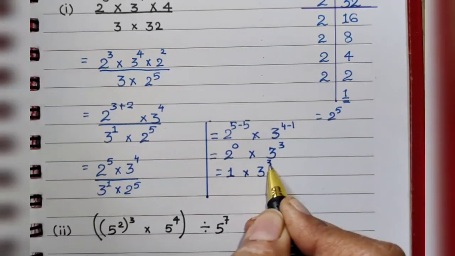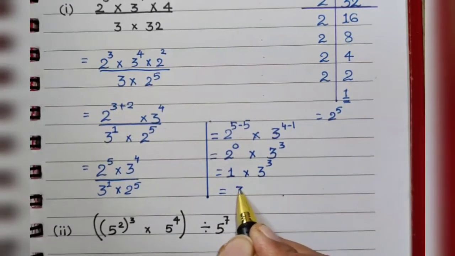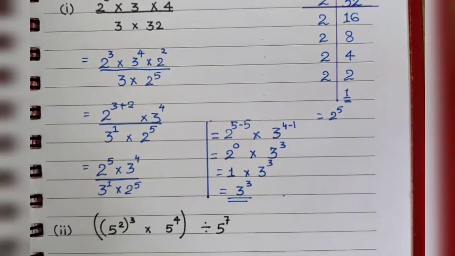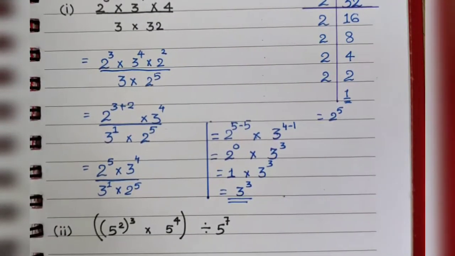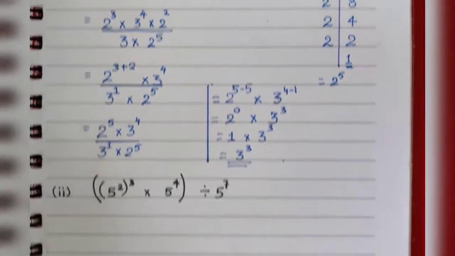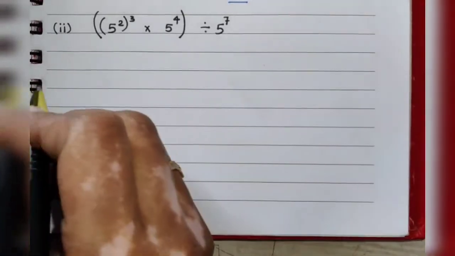Multiplied 3 to the power 3 and 1 will get multiplied by any number. The number doesn't change, it remains the same. And so, this is your final answer. I hope, students, you have understood well. Okay, now let's move on to the second question of the same sum.